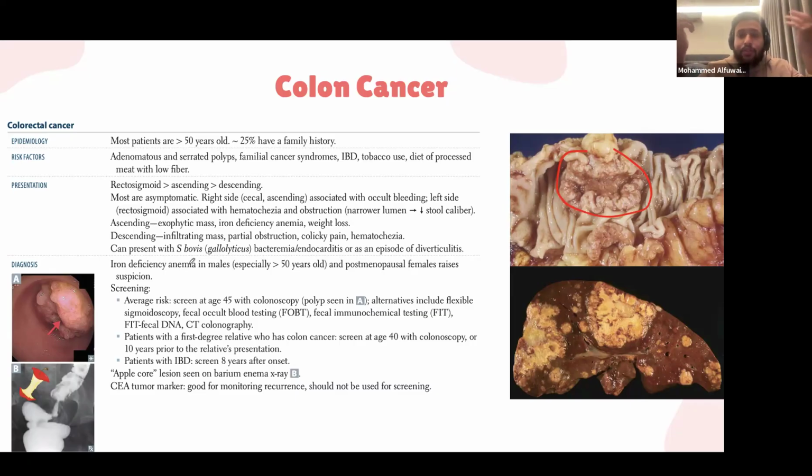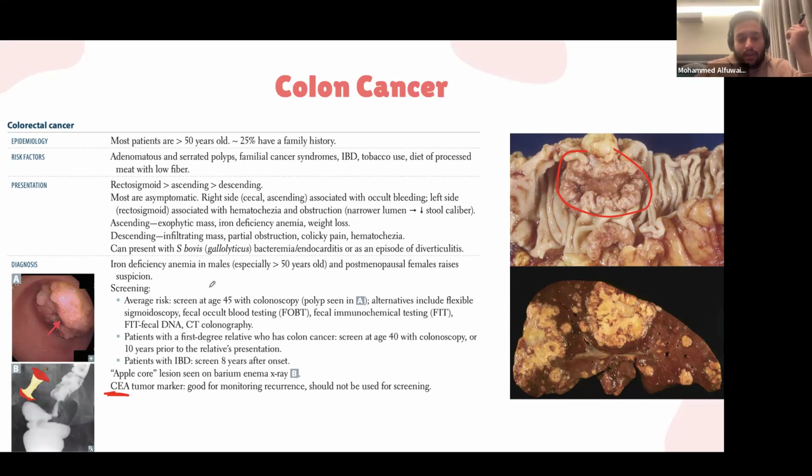You do have a tumor marker in colon cancer, which is this. This is what we call the CA antigen or CA tumor marker, which is called the carcinoembryonic antigen. This is the tumor marker for this.